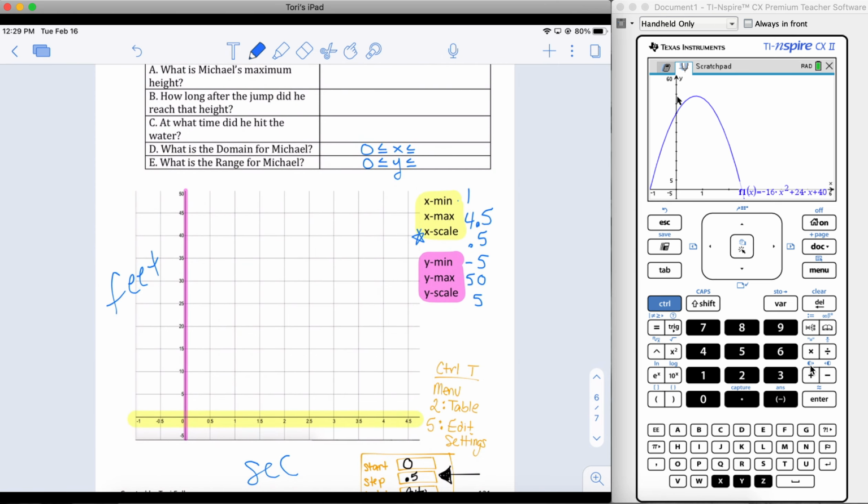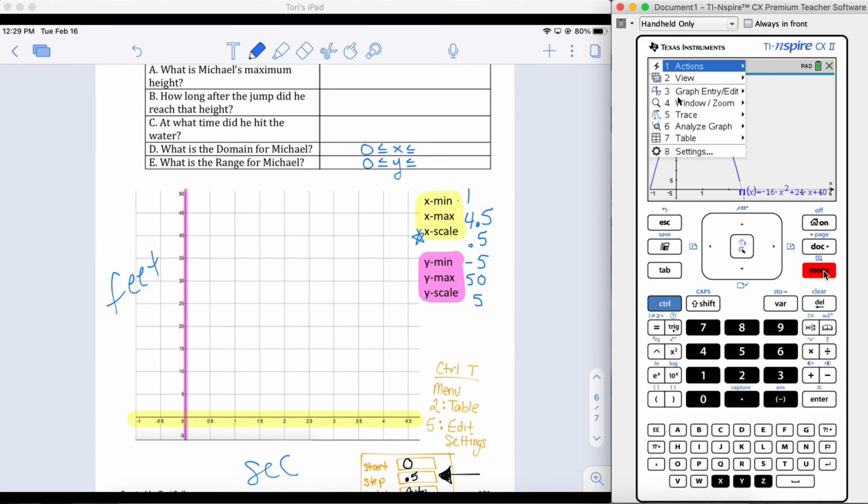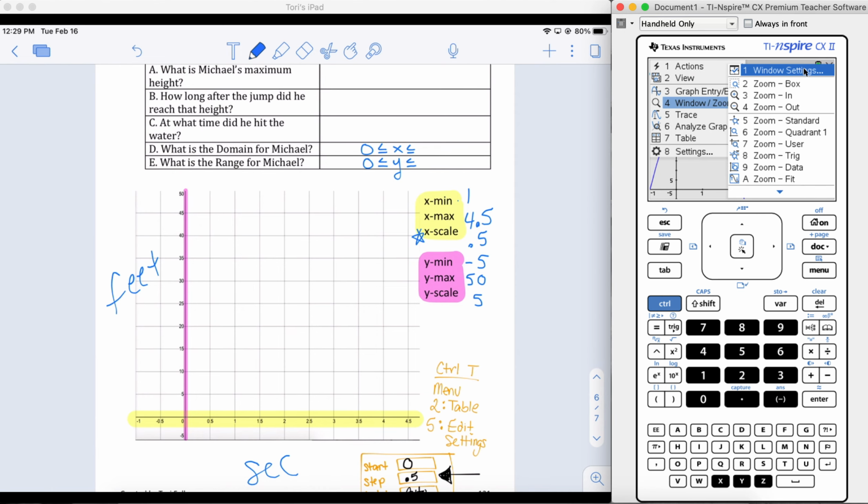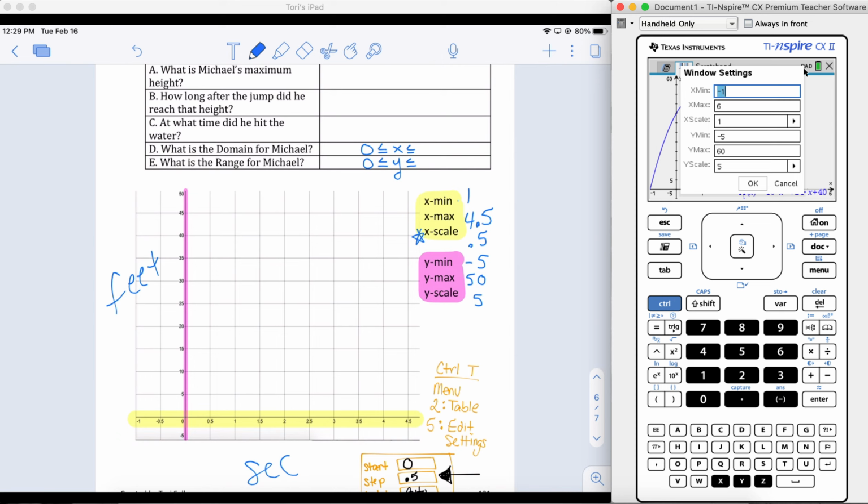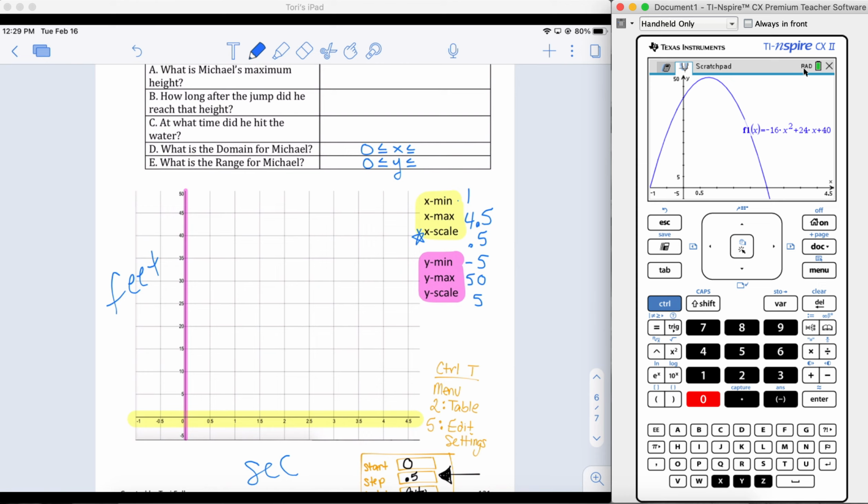So to make sure it matches my paper and I get all the numbers I need, we do want to edit it to make sure it looks like our window. So we're going to put these numbers in here, okay? All right, menu, window, settings. I like that we're going from that -1 to 4.5, counting by 0.5. You could just do 0.5, it's the same thing. We're still going to use the -5 and the 5, but I have to change that 60 to a 50. Press enter when you're ready, and it's very close to what it was, okay?